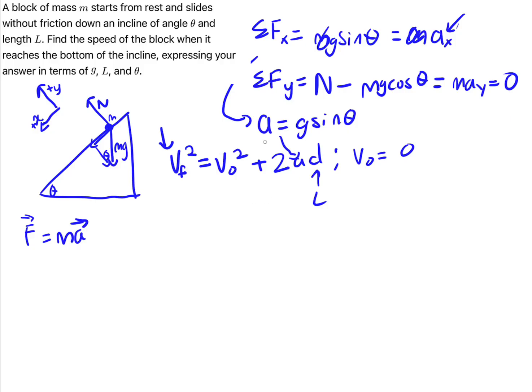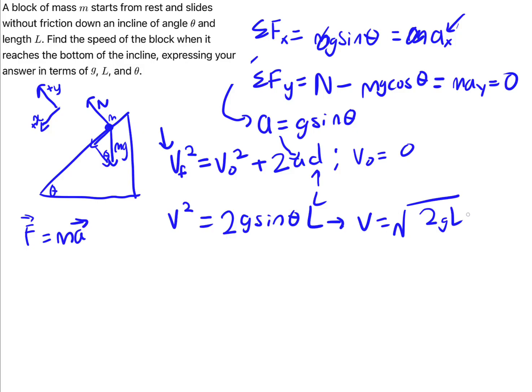And a is given by what we derived here. Plugging everything in, the final velocity squared, and again I drop the subscript, is equal to 2g sine theta times L. All we need to do is take the square root of the whole expression to get that v equals the square root of 2gL sine theta. And so this would be our answer here.